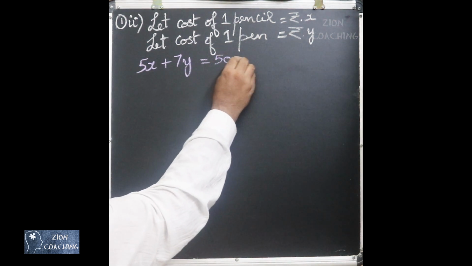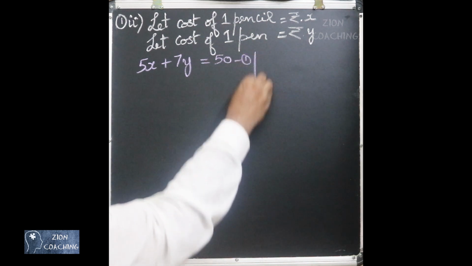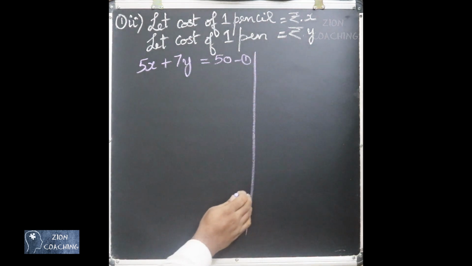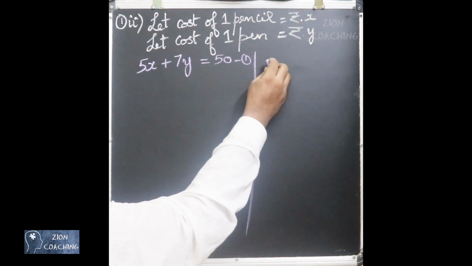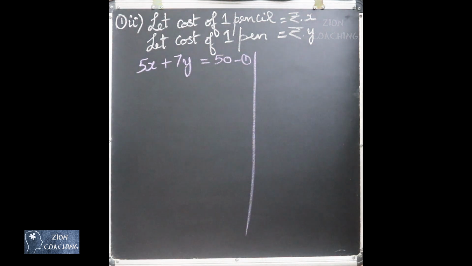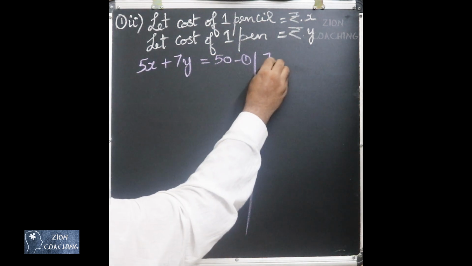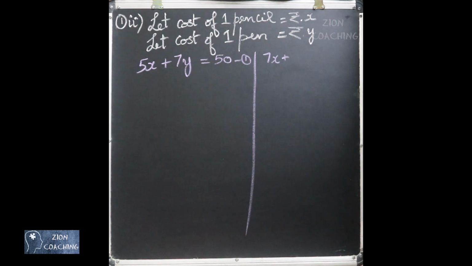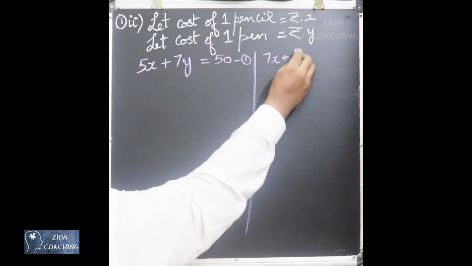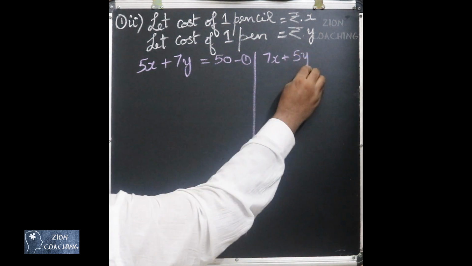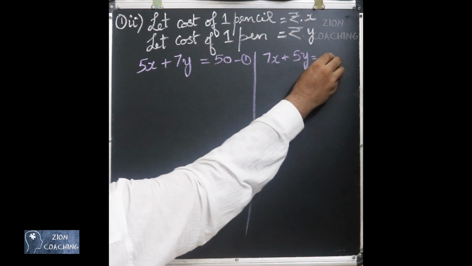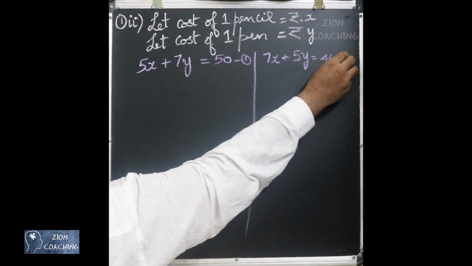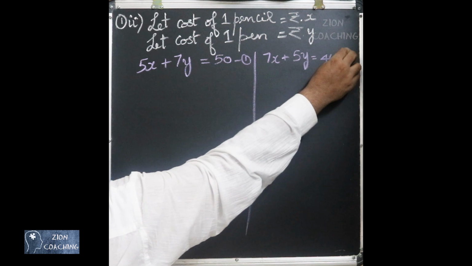That was found to be 50 rupees. So this is our first equation. And the second equation is, the second case they are telling 7 pencils. Cost of 7 pencils is going to be 7 into X. Then cost of 5 pens is going to be 5Y. In this case, the total cost is found to be 46 rupees. Now we will keep this as 2.